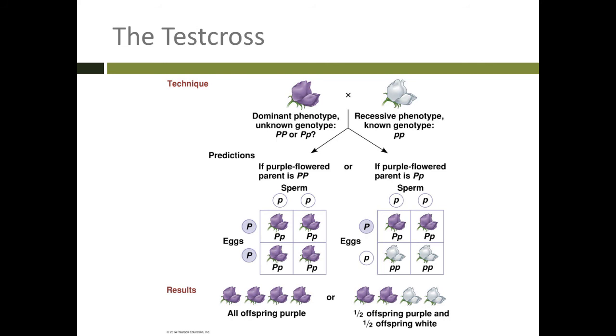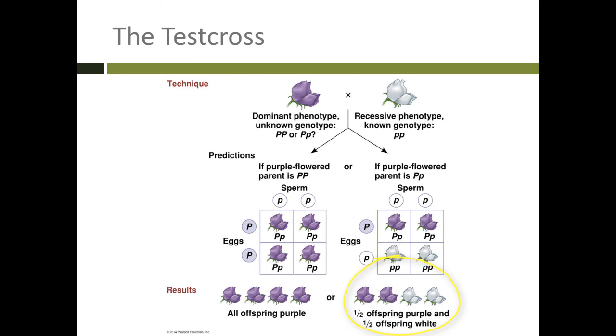The results from the test cross are striking. If the purple parent is homozygous dominant, you will observe a 100% purple phenotype after the first cross. All of the flowers will be purple. However, if the purple parent is heterozygous, you would observe a phenotypic ratio of 1 to 1.